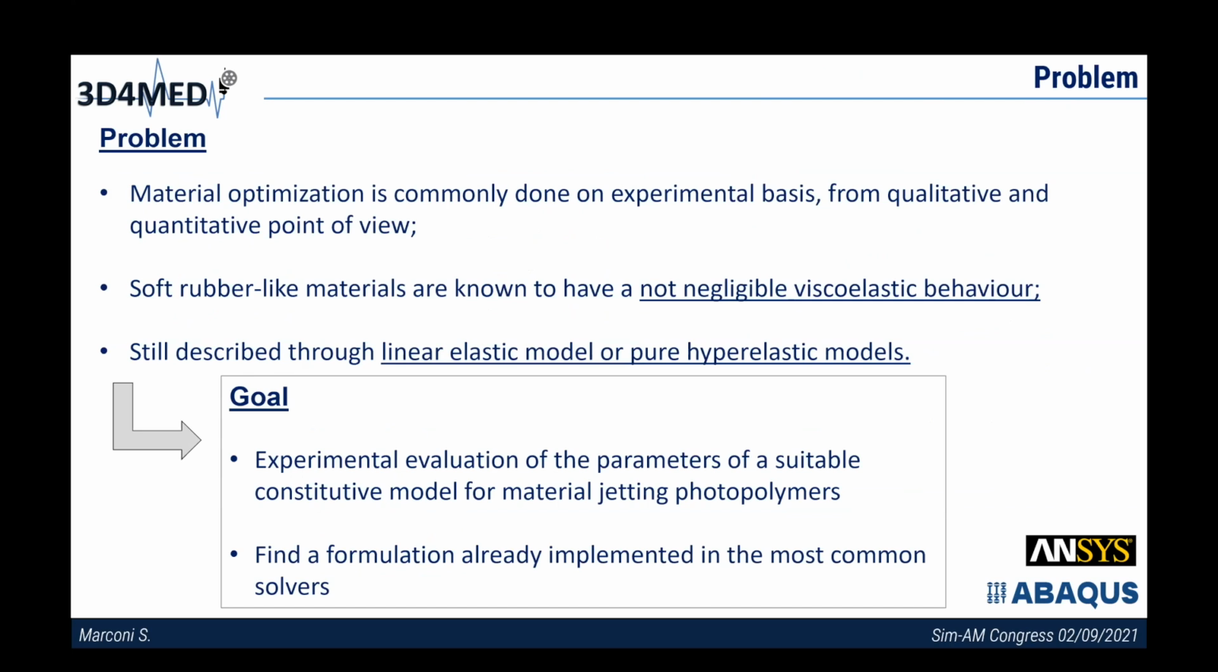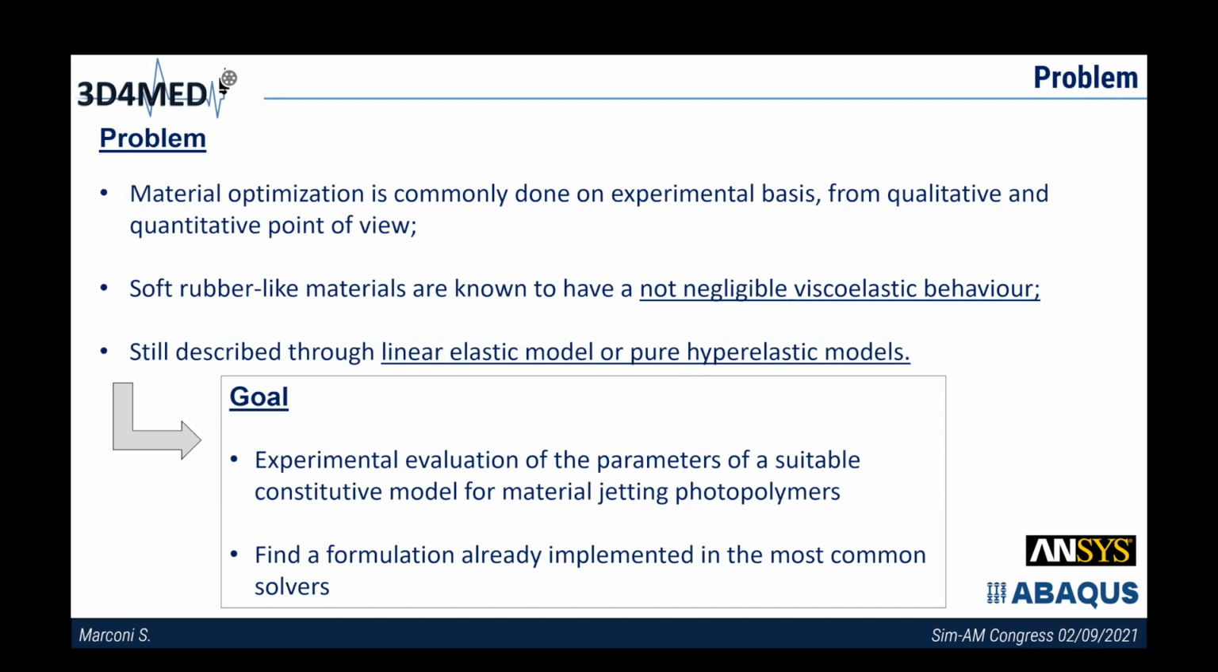So we know that those materials are extremely important and can be effectively used for surgical simulation activity, but we also know that material optimization for the different surgical tasks is commonly done just on an experimental basis. That can be qualitative, which means relying on the feedback of the surgeon for the specific task, or quantitative, so performing a tailored mechanical characterization of the material and comparing it to the performance of a biological tissue. And usually we rely on a porcine model to do this.